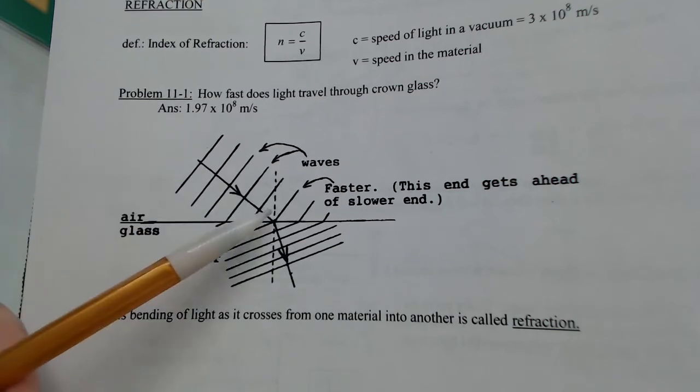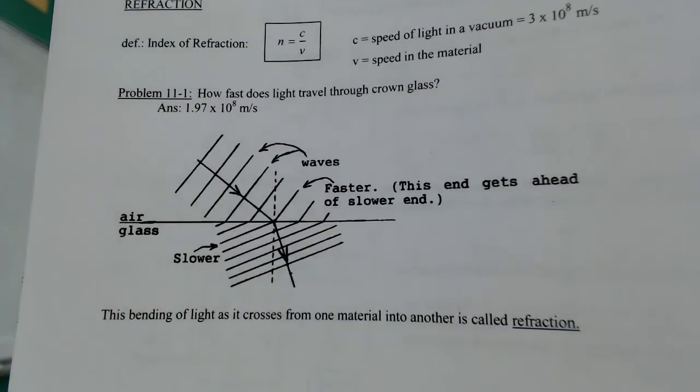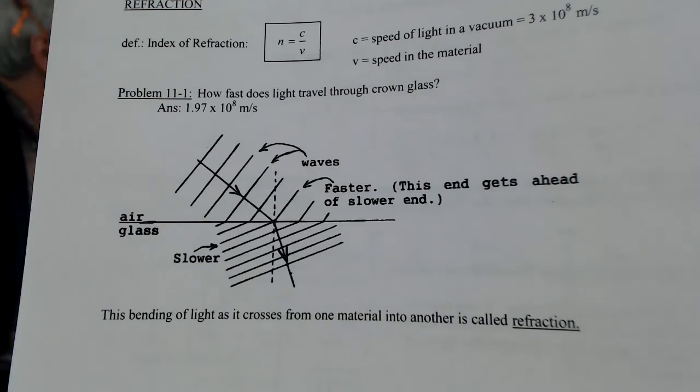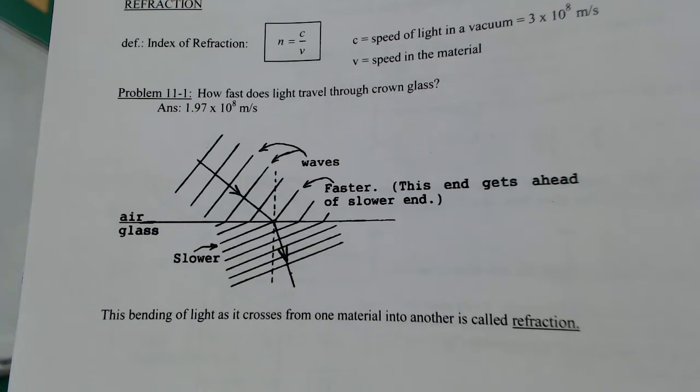So the change in speed causes a change in direction, and this change in direction, this bending, where it crosses from one material into another, is called refraction. Time to turn the page.